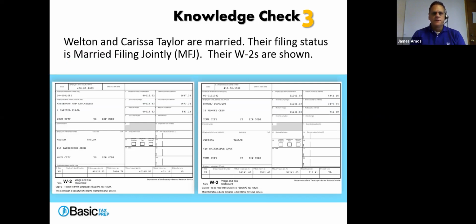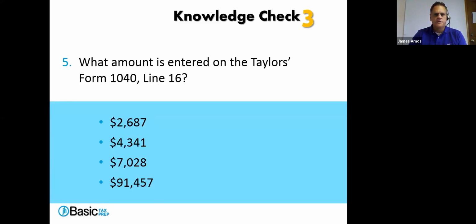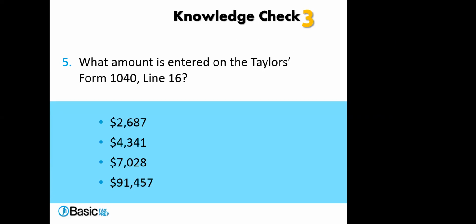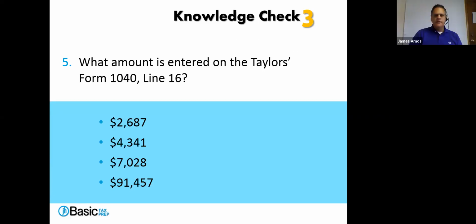All right, so here's another one. Welton and Chrissa Taylor are married. Their filing status is MFJ, married filing jointly. Here are their W-2s. So let me see what the questions are. Okay, so line 16. Their question is, what amount is entered on Taylor's 1040, line 16? What is on line 16? What are they asking for? Federal income tax withheld.